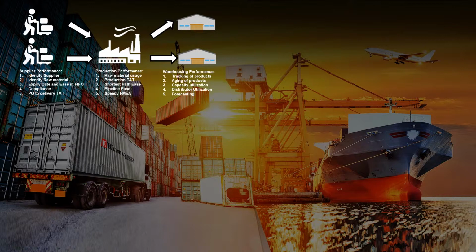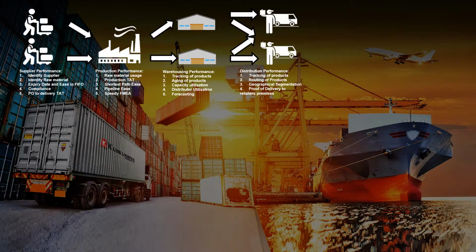So they can track the product's performance. They can track the aging of the products. They can track the capacity utilized, or have visibility over capacity utilized in the warehouse. They can forecast for certain products if they want to. So moving forward to the distribution channel, where it helps. Again, tracking of the products, and routing of the products.